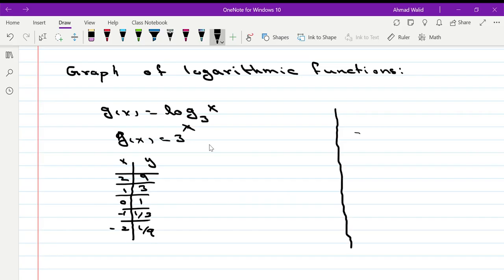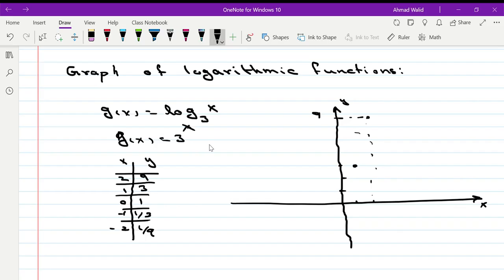Okay, now let's graph it. X, this is y. When x is 2, y is 9. Let's mark here a 9, y is 9. This point. When x is 1, y is 3. 1, 2, 3. This point. When x is 0, y is 1. This point. When x is -1, y is 1/3. And the other one is really close to 1, 9 like this.